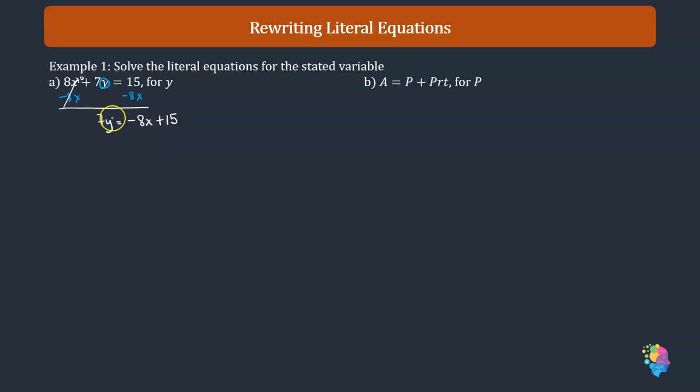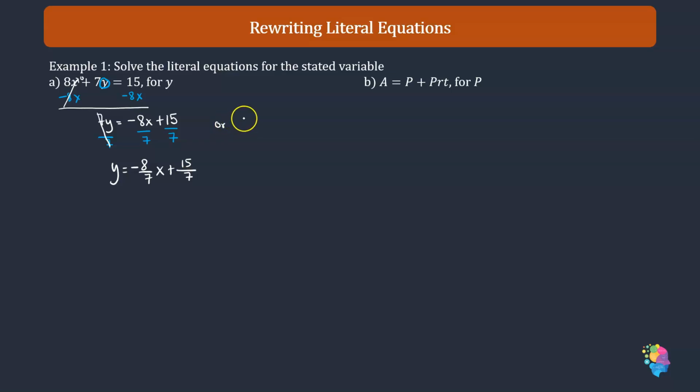We are almost done solving for y. Now we have the 7 that is being multiplied, and the opposite of multiplication is division. Now there's two different ways that you can do the division. You can divide every single one of the terms by 7, and you will end up with y is equal to negative 8 over 7 x plus 15 over 7.